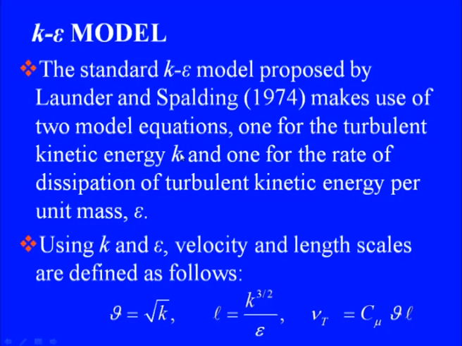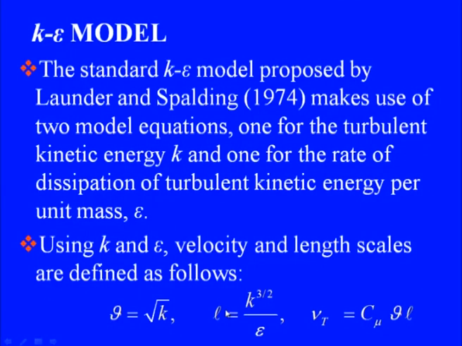So if we can solve for these K and epsilon everywhere in the flow field, we can use them to obtain velocity and length scales. For instance, the velocity scale could be easily obtained by taking the square root of K. Remember, K is turbulent kinetic energy per unit mass, so that has the dimensions of velocity squared. So the square root will give us a velocity scale, and the length scale is defined in terms of the turbulent kinetic energy as K to the power 3 by 2 divided by epsilon.